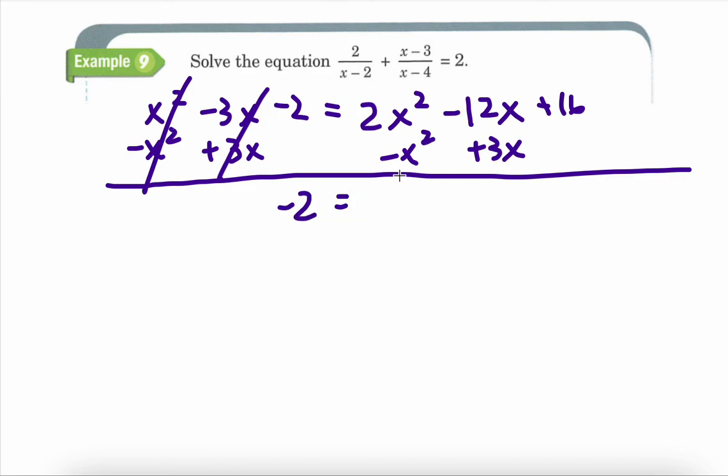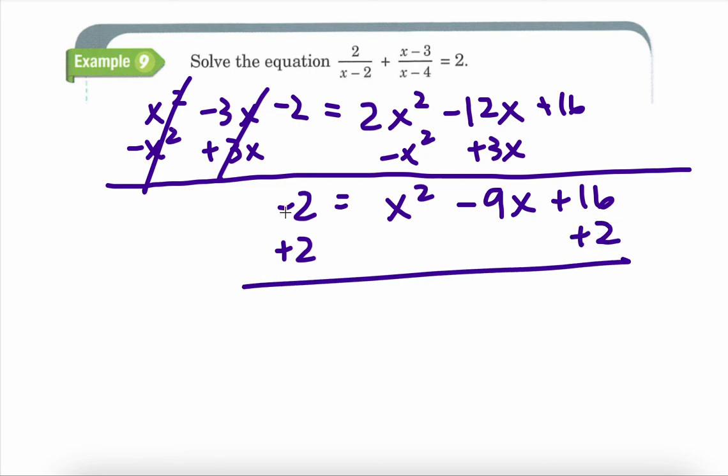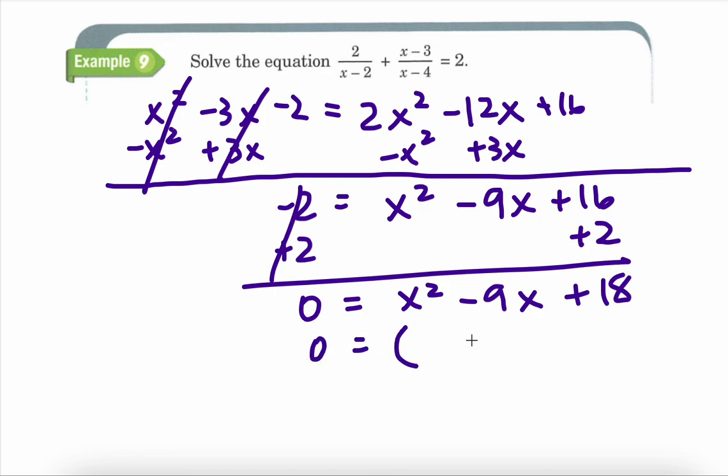I get negative 2 equals positive x squared. I moved everything to the right-hand side so that I can keep this positive. Negative 12 plus 3 is negative 9x plus 16. Still got one more term to move over, the plus 2. Now I have 0 equals x squared minus 9x plus 18.